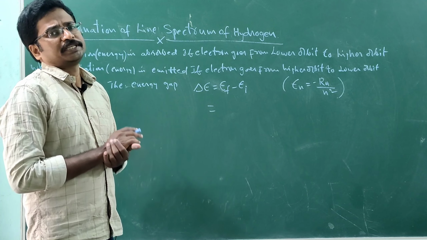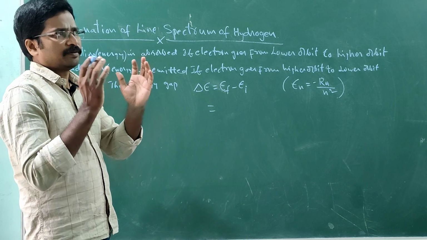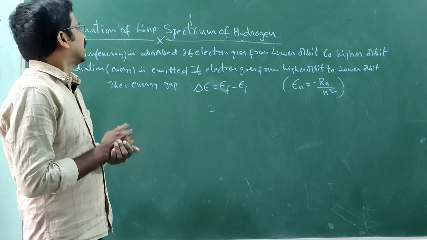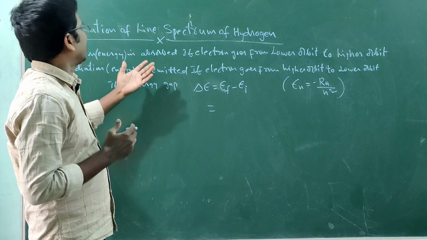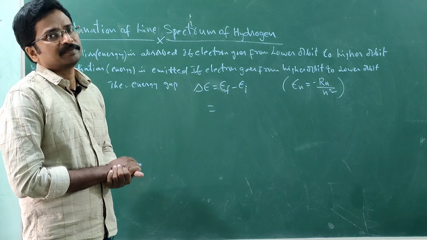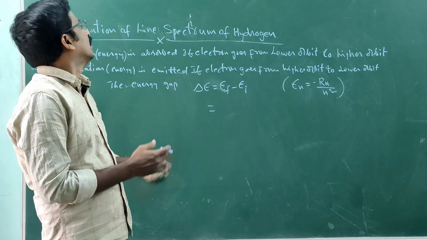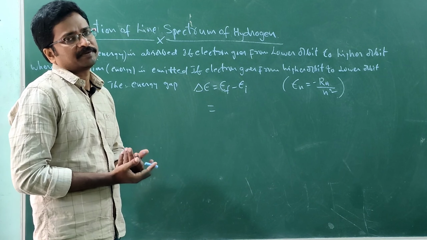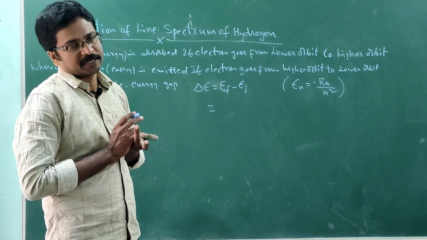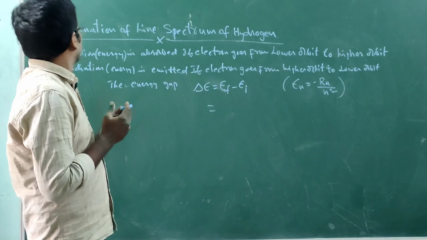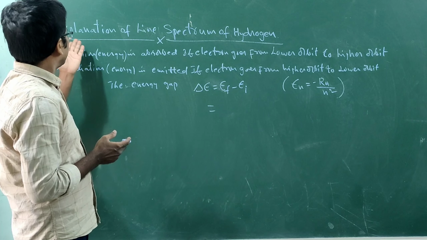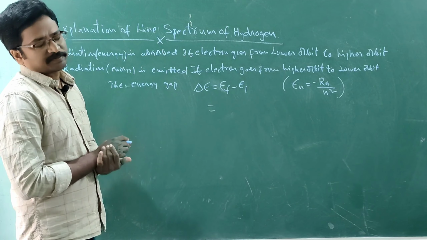Bohr proposed a theory for the model of an atom. Then he explained the line spectrum of hydrogen. We know from the previous classes the line spectrum of hydrogen. The line spectrum of hydrogen has absorption spectra and emission spectra. Then he gave an explanation of the line spectrum of hydrogen.